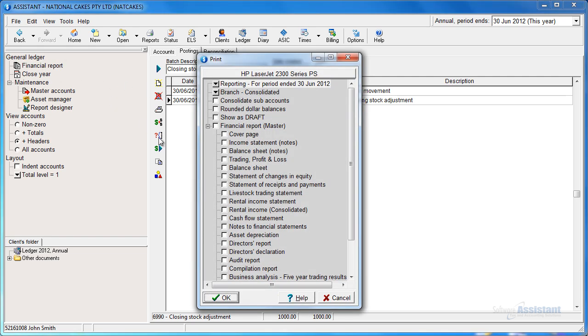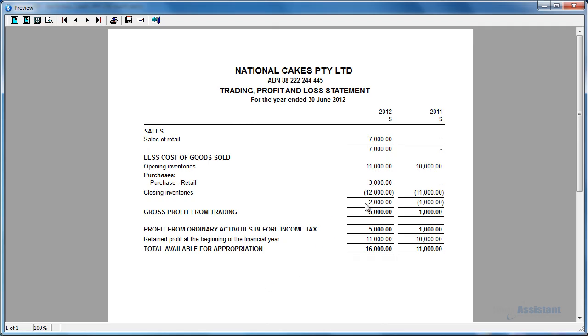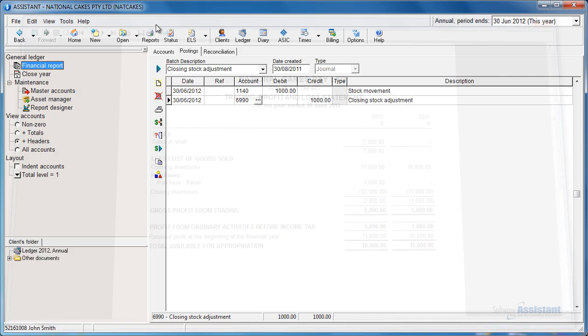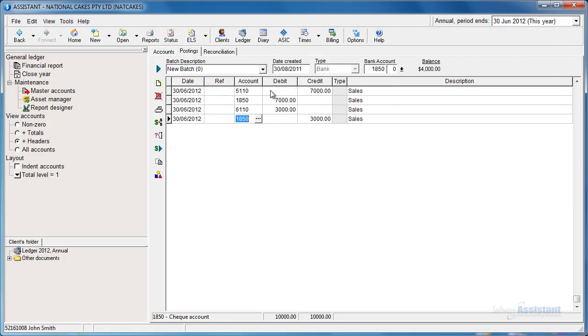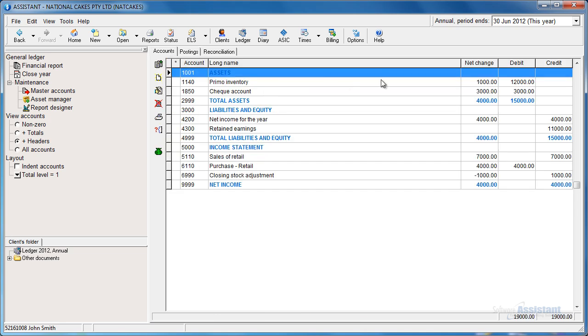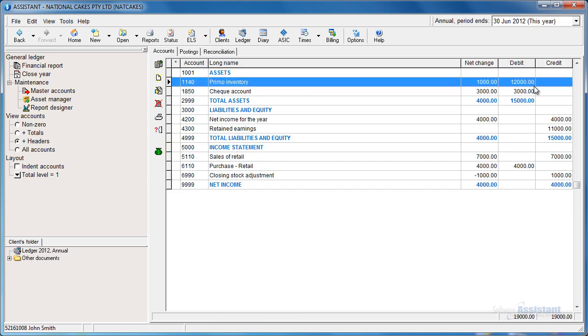Account 6990 will adjust our purchases, and therefore in the report we will see $2,000 of purchases, this being the difference of $3,000 and $1,000. In this case, the original purchases have to be $4,000 in order to appear as $3,000 after the increase of stock by $1,000. Let's check the accounts page. As you can see, we now have our $12,000 in stock.